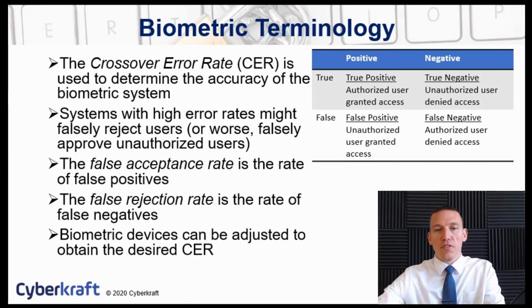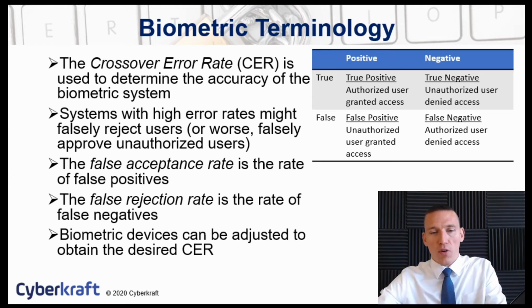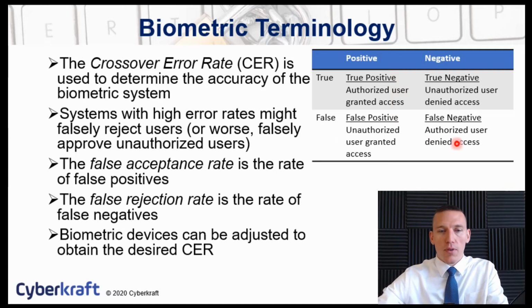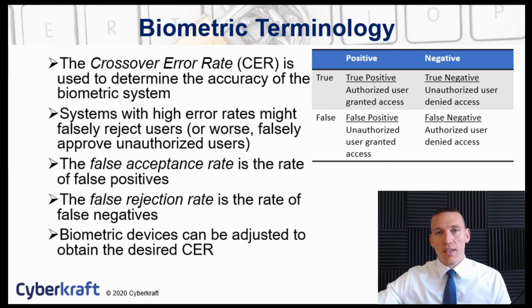A true negative means that the device successfully did not authenticate an unauthorized user. So the device denied access to an unauthorized user. It's working correctly. Then we go to the false row. A false positive means that somebody who was not intended to get access got access. Like a fingerprint scanner, and that person is nowhere on the system, but they just have to put their finger on the fingerprint scanner and the door opens.